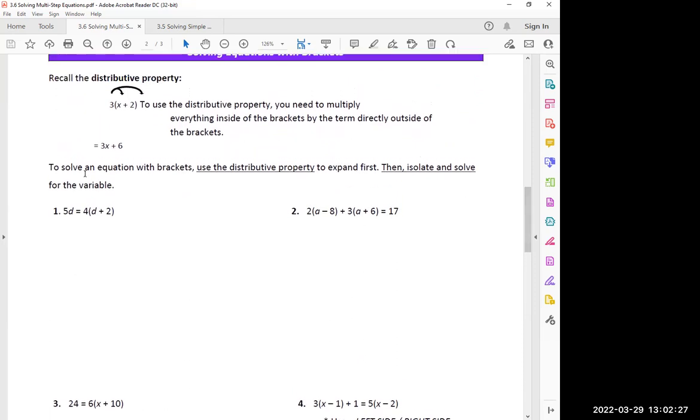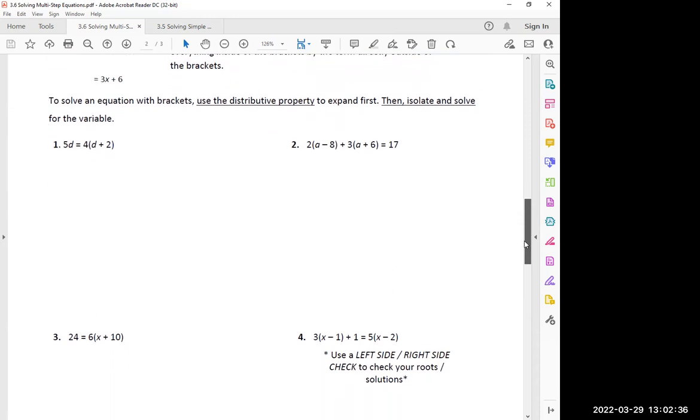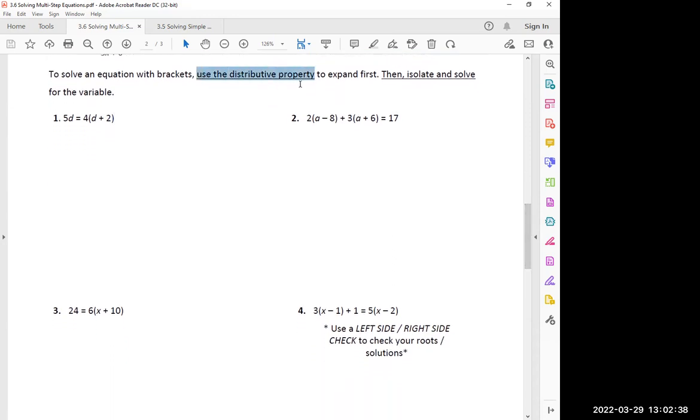If you are given an equation that involves a bracket, let's multiply it out and get rid of it. To solve an equation with brackets, use distributive property to expand, and then do everything we've learned so far by grouping like terms and isolating. So let's make life easy for ourselves. I hope you recognize this from our quiz. 5D is equal to 4D plus 8.